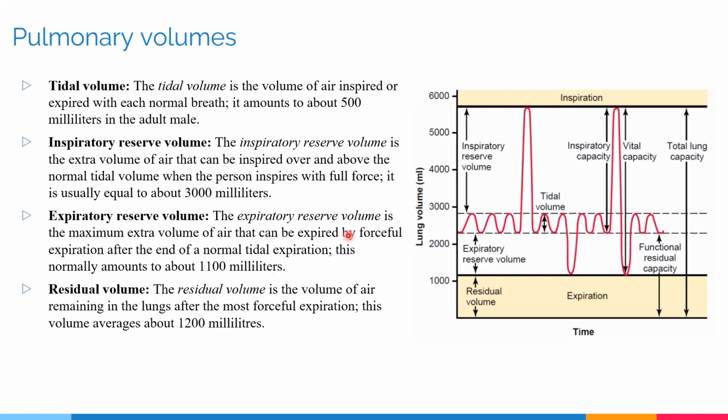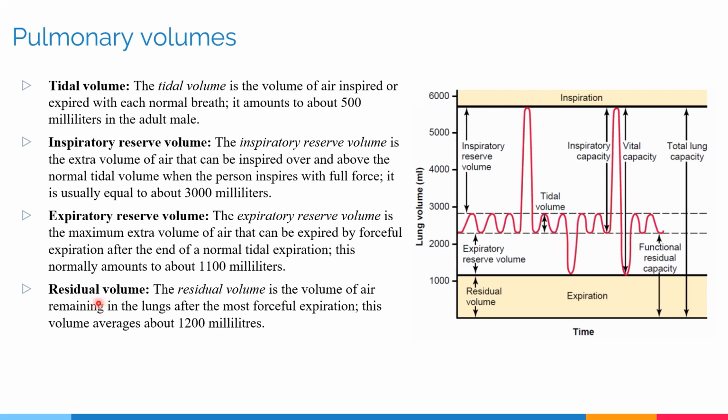Next is the expiratory reserve volume. The expiratory reserve volume is the maximum extra volume of air that can be expired by forceful expiration after the end of a normal tidal expiration. This normally amounts to about 1100 milliliters. And obviously, we can see that the expiratory reserve volume is on the opposite side to the inspiratory one, because in one case we are allowing more air to come into the lungs, and in another case we are expiring air out of the lungs.